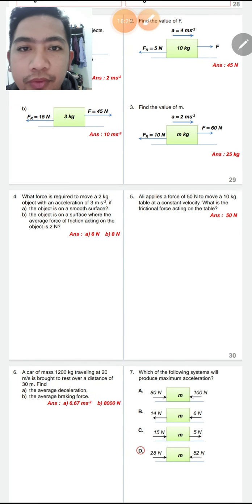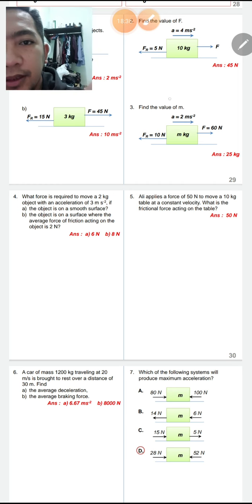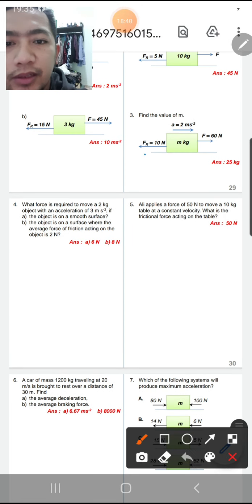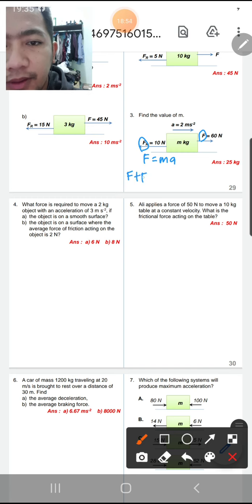Question 3. Find the value of M. So find the value of this mass. So easy. By using the formula of F equal to ma, make sure you write the formula first. F equal to ma. So F here refers to these two F, the two unbalanced forces. So F plus FR equal to ma. So substitute the value.